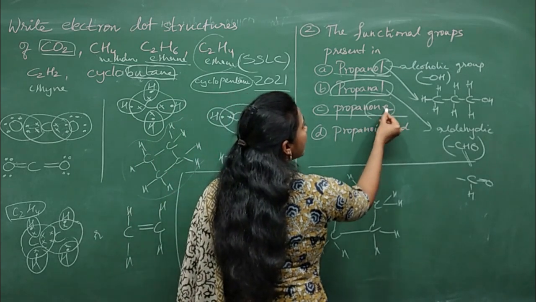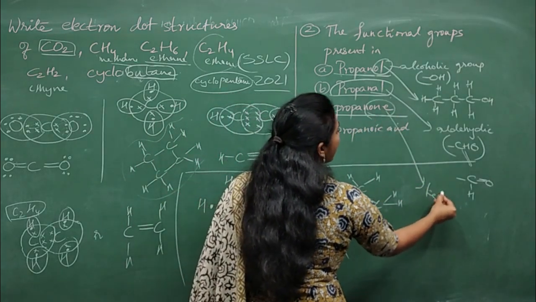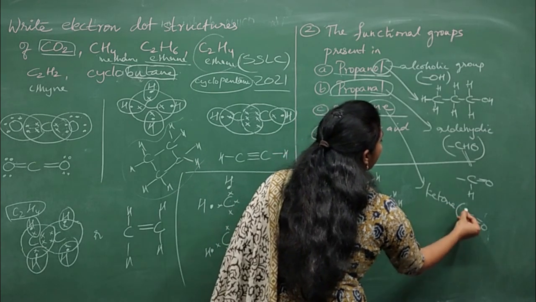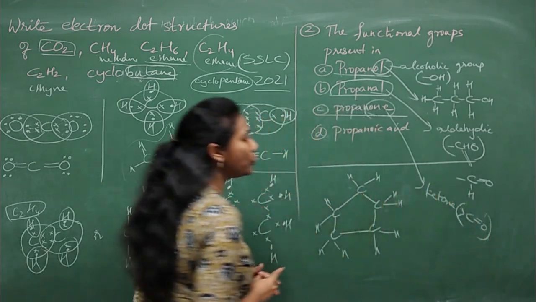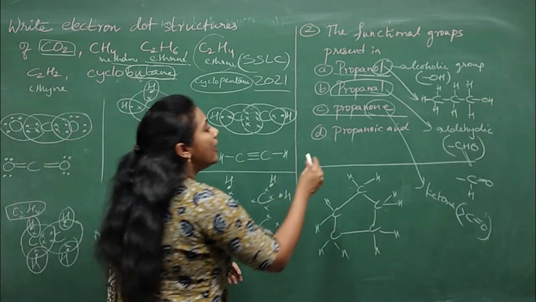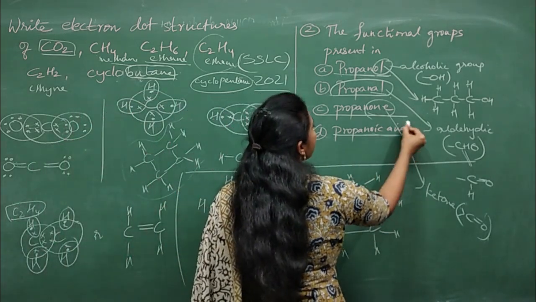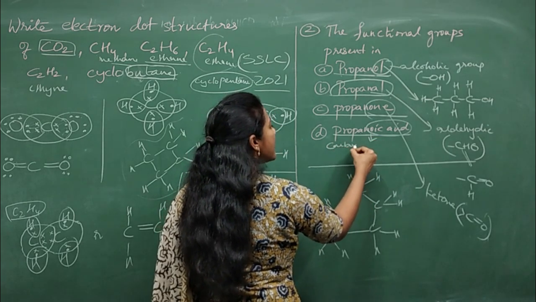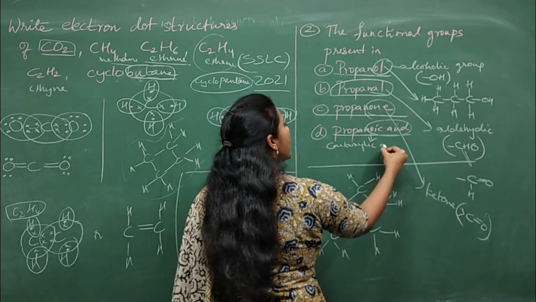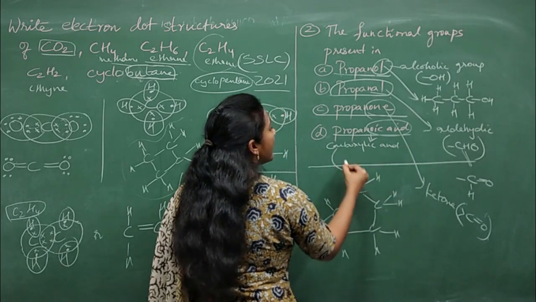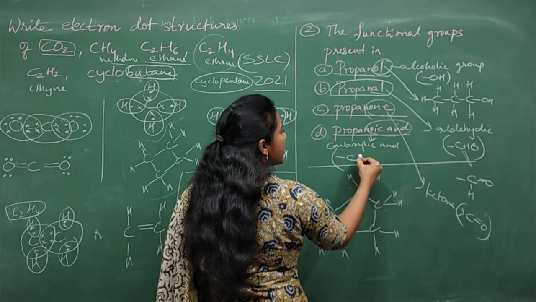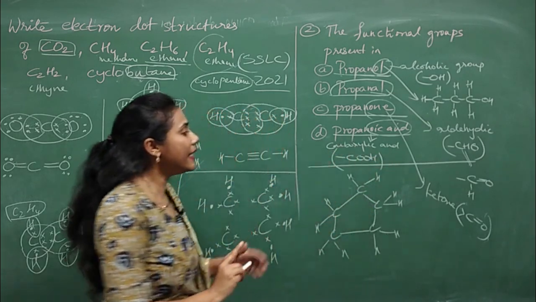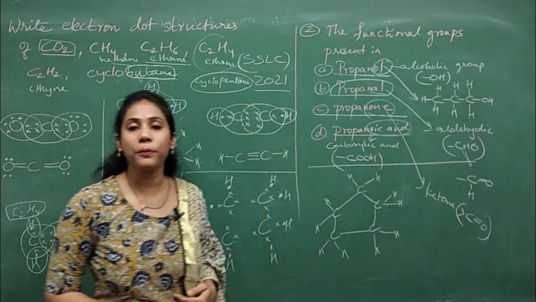And now they are asking, what is the functional group present in propanone? Ketone group, isn't it? So how do you write the ketone group? C double bond O is called the ketone group. Okay, fine. And propanoic acid: here, which is the functional group present? Carboxylic acid is the functional group present. And how do you write its structure? COOH is called the carboxylic acid functional group.